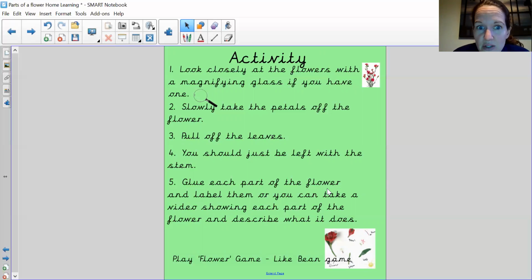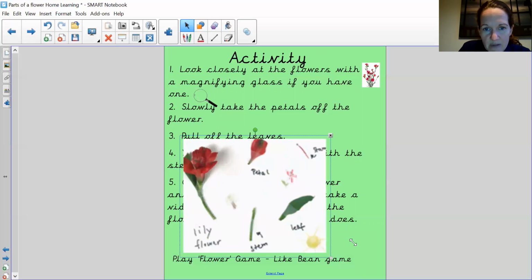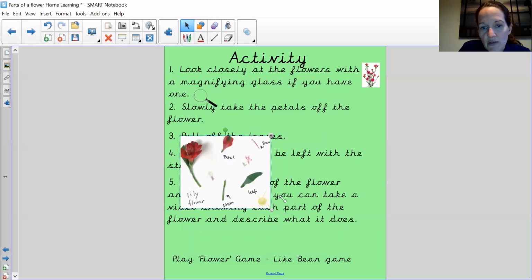So then what I want you to do is, if you can, don't worry if you can't, but if you can glue these onto a piece of paper, and then you can label them. So just like in this picture, I'll make it a bit bigger for you. So you can glue on the petal and write petal, leaf, stem. So you can glue them on.